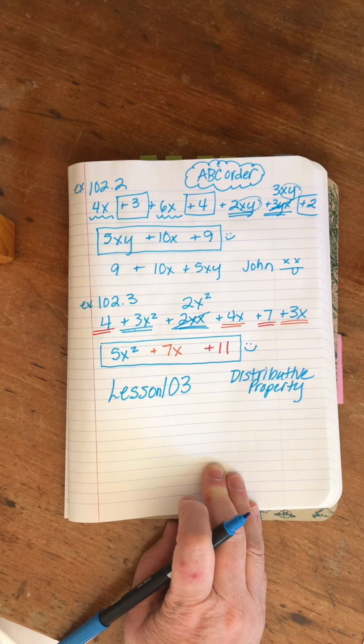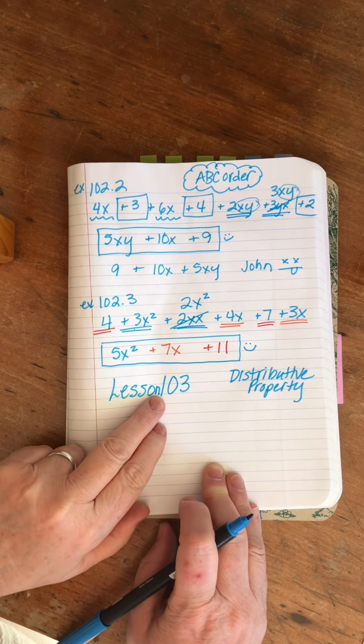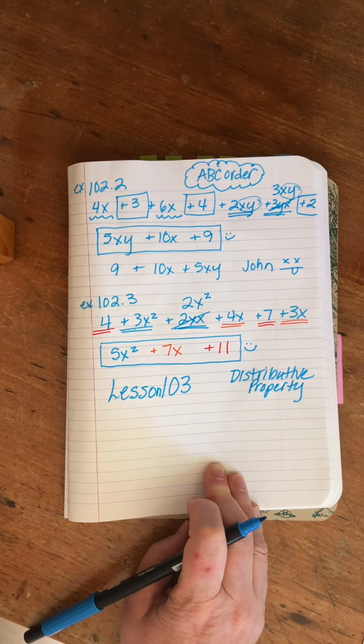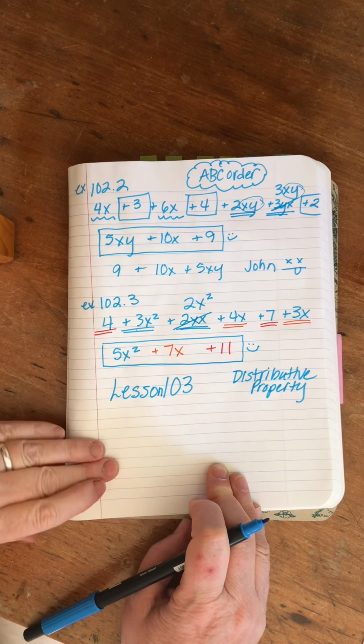Saxon Algebra 1/2 lesson 103. We're going to talk about the distributive property. This is a really great trick that we're going to use a billion times over. And let me show you how it works.